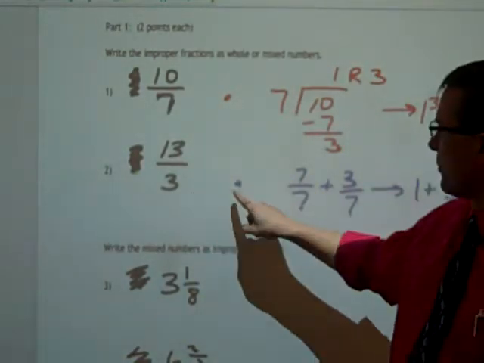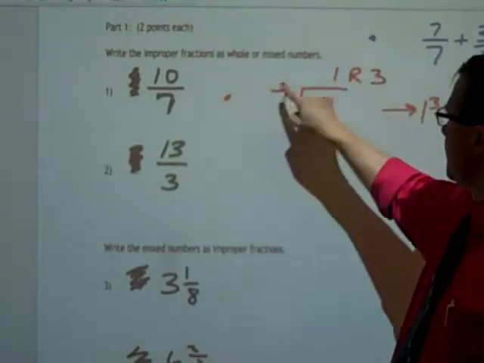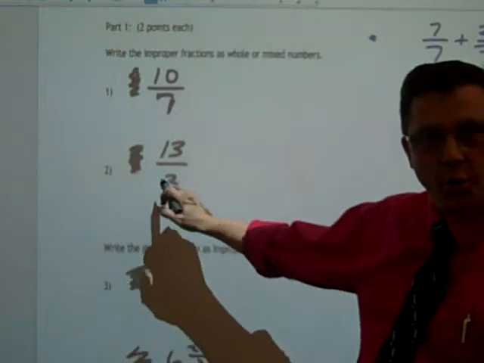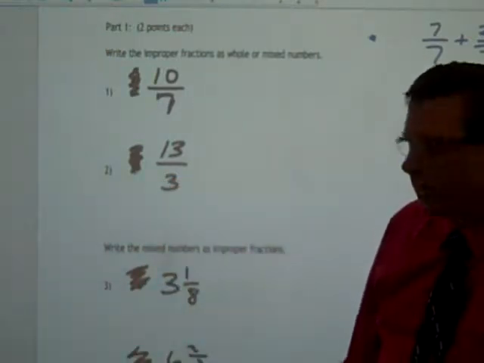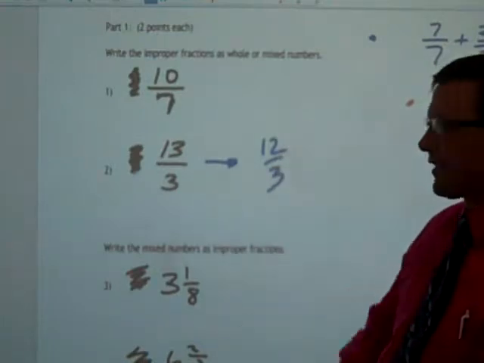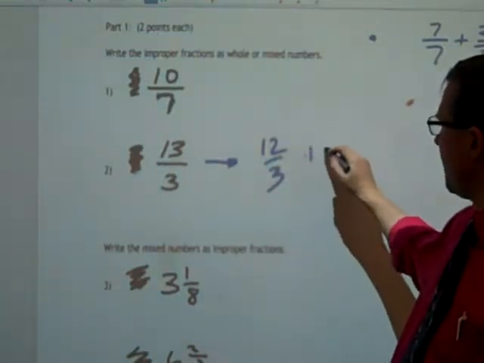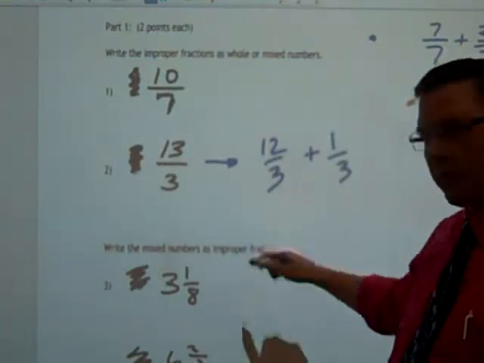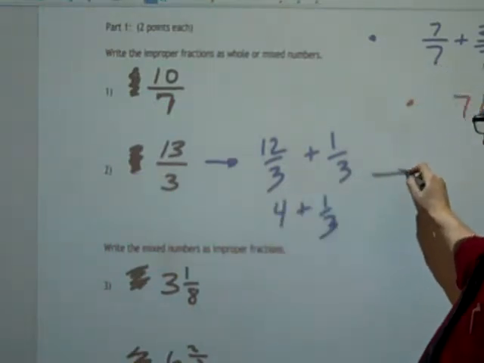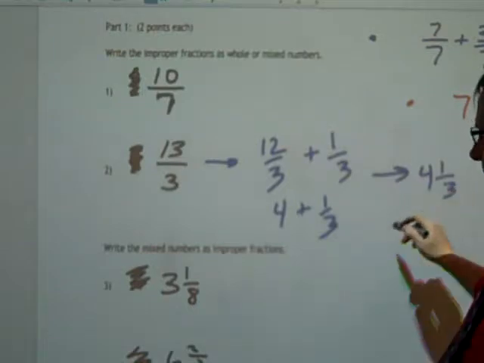So when I look at number 2, and if you can't get it, the first thing I think of is what number is this close to? Well, I know 3 times 4 is 12. So everyone, I would write this as 12 over 3, but that's not 13 thirds. So I need another 1/3. Well, 12 over 3 is 4. So the answer to number 2 is 4 and 1/3.